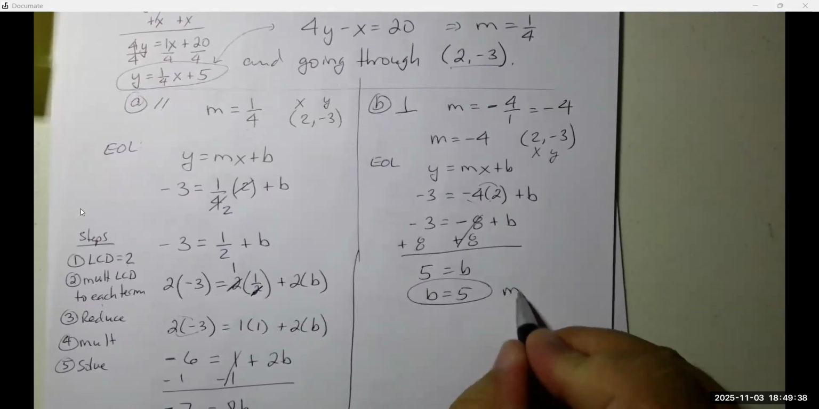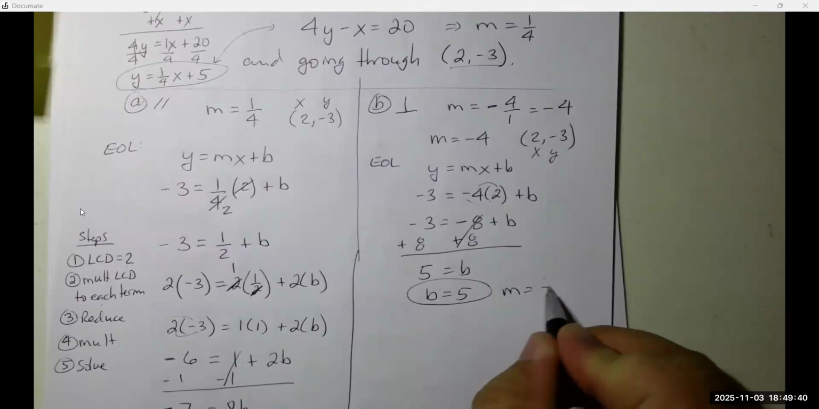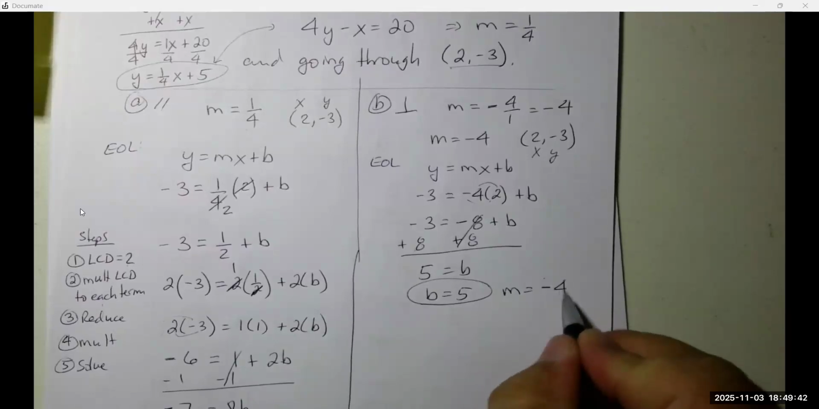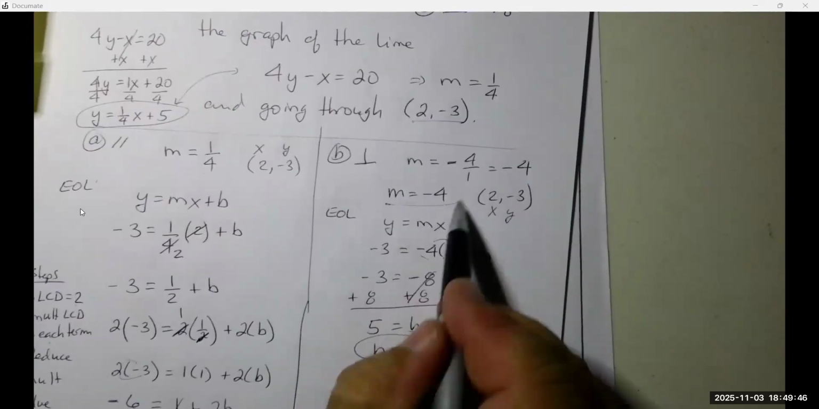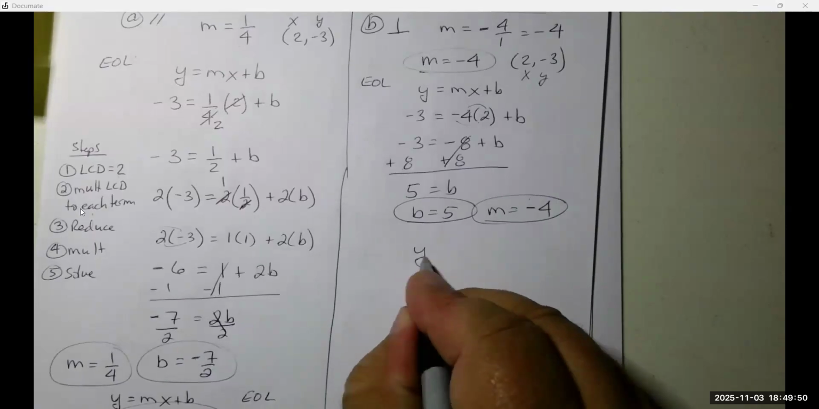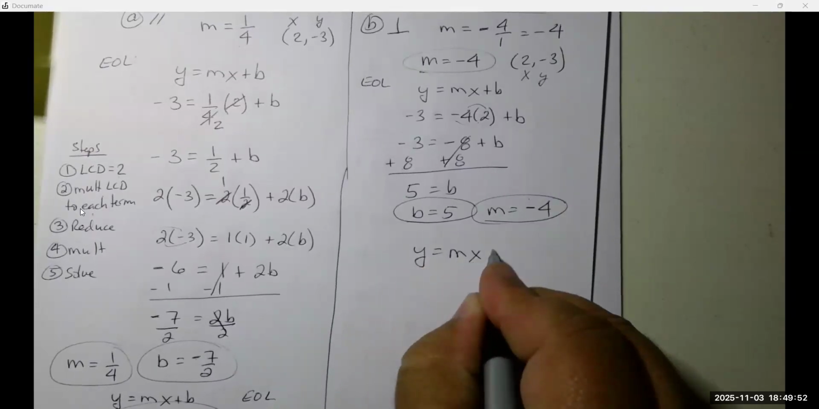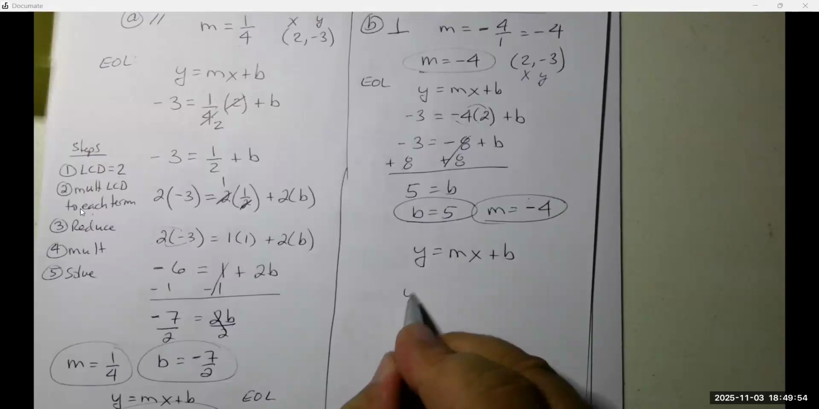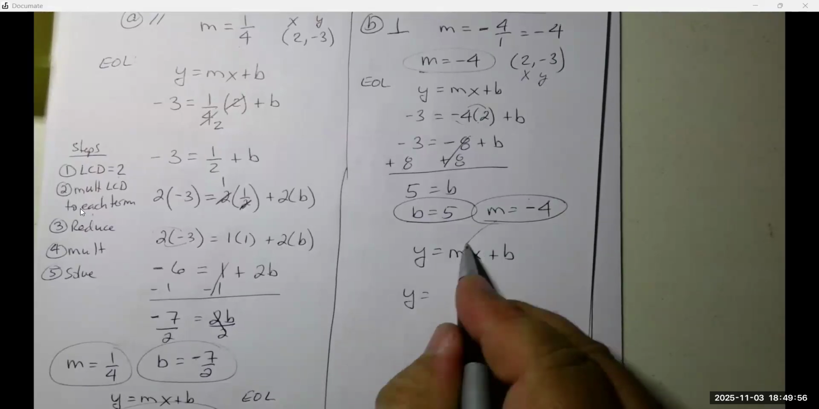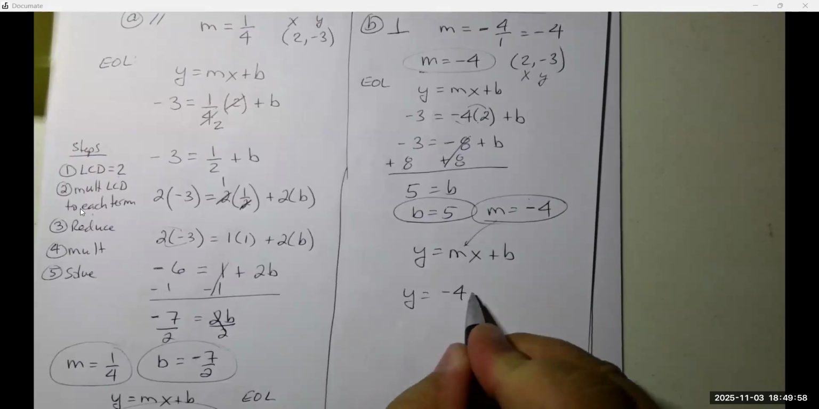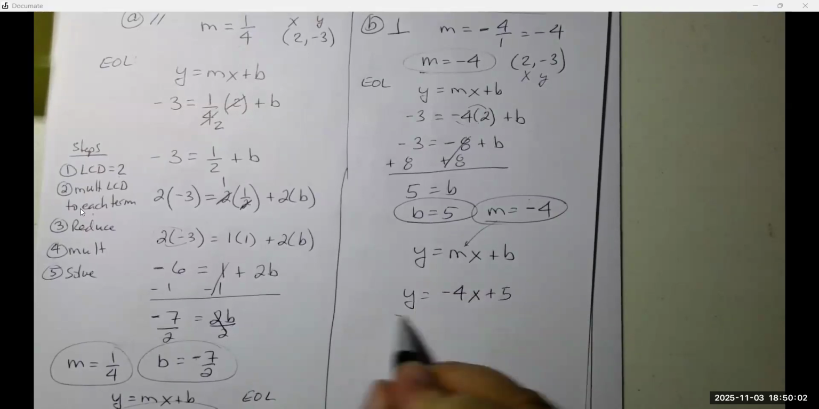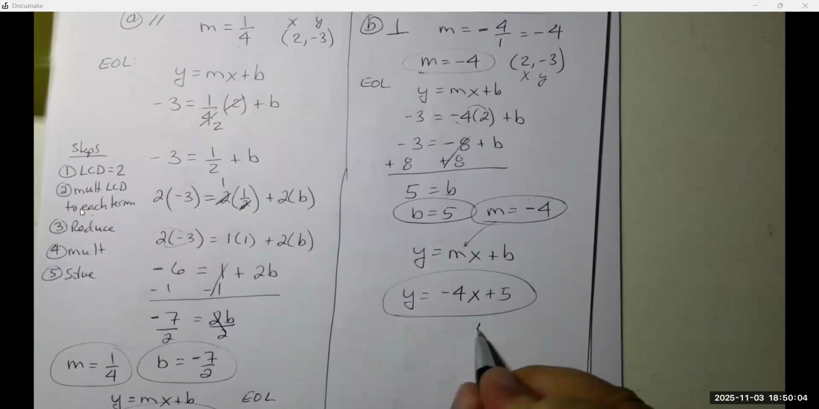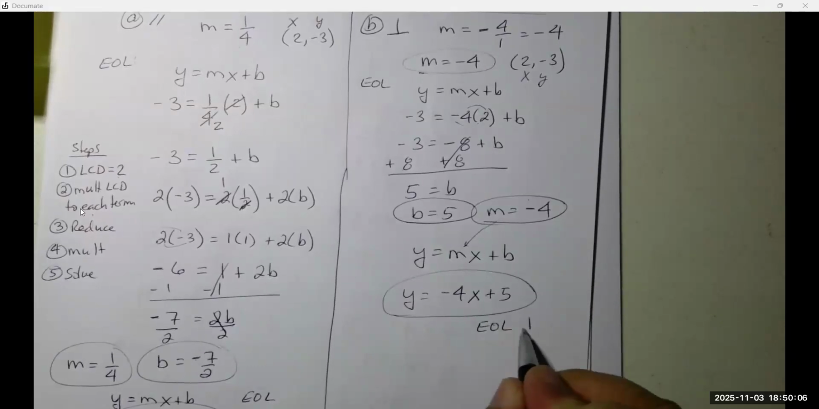And again, for this one, the slope is -4 because it's perpendicular. And plug them in there. m is -4. b is +5. And that's the equation of the line perpendicular to it.